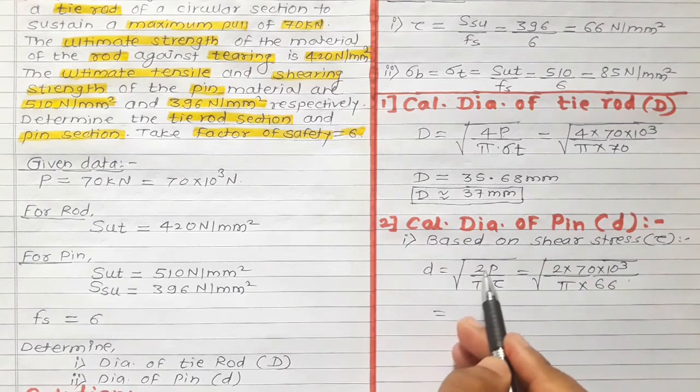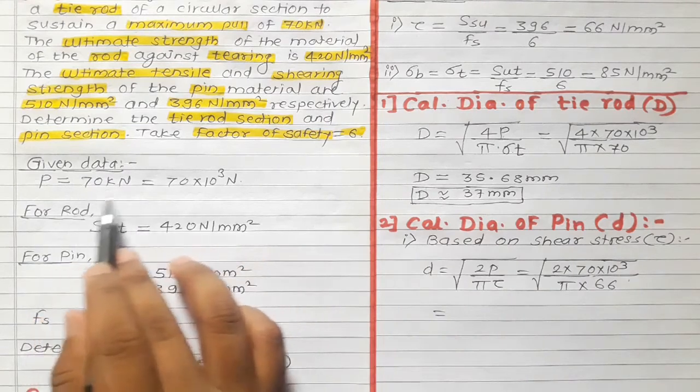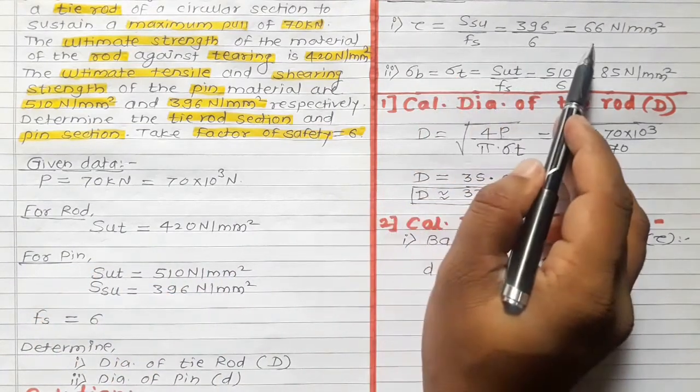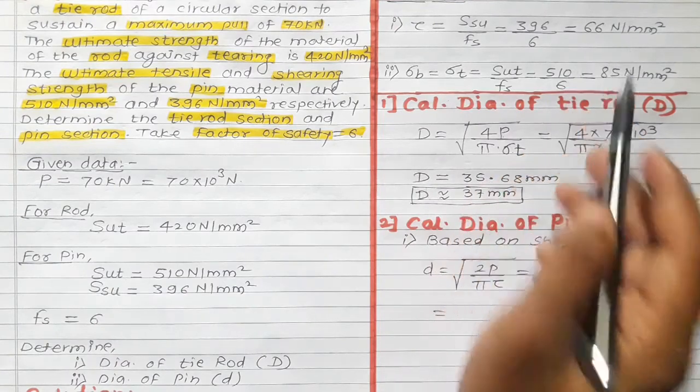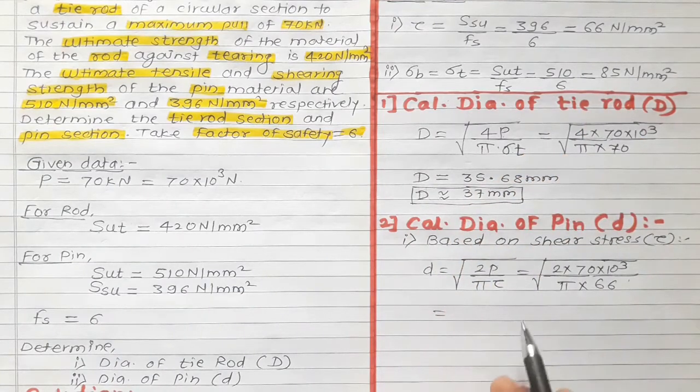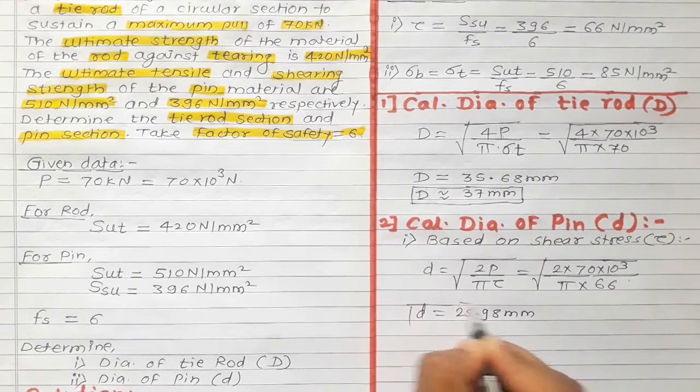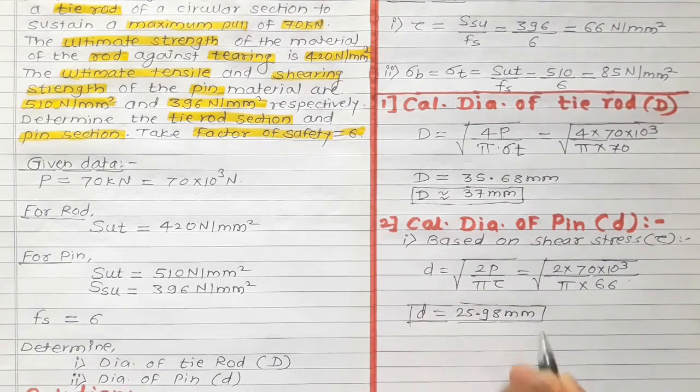Now I have put here the value of P as 70 into 10 raised to 3 Newton, and the value of tau as the permissible shear stress, which is calculated as 66 Newton per mm square. If you calculate this, you can get the answer as 25.98 mm. So this is the answer for the diameter of the pin based on shear stress.